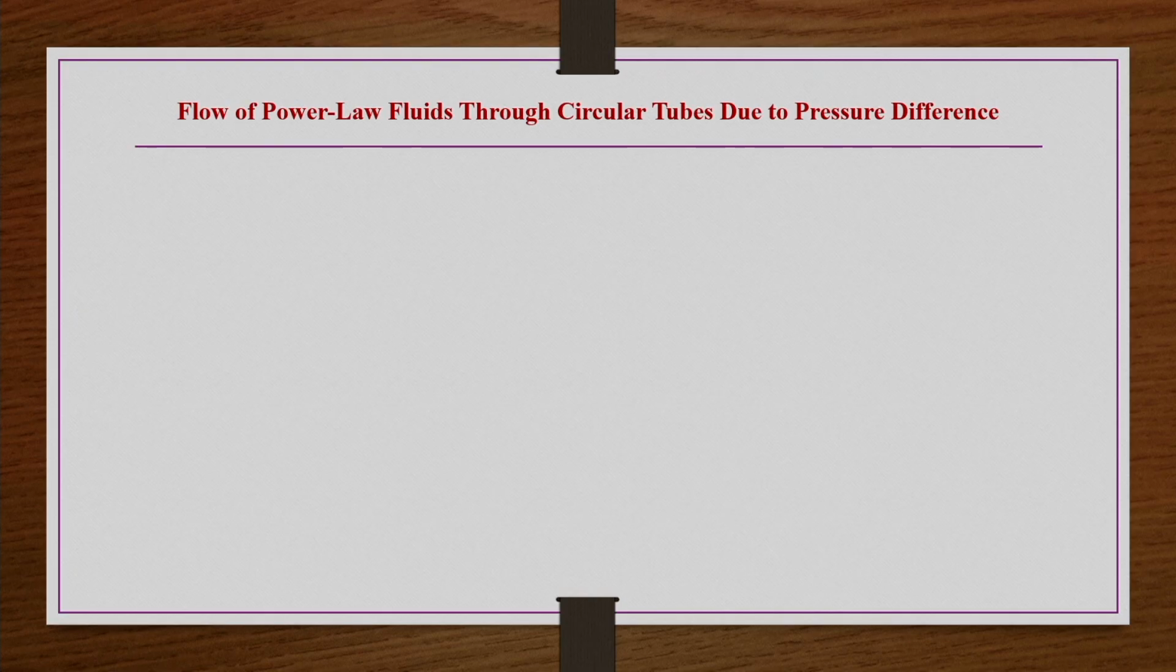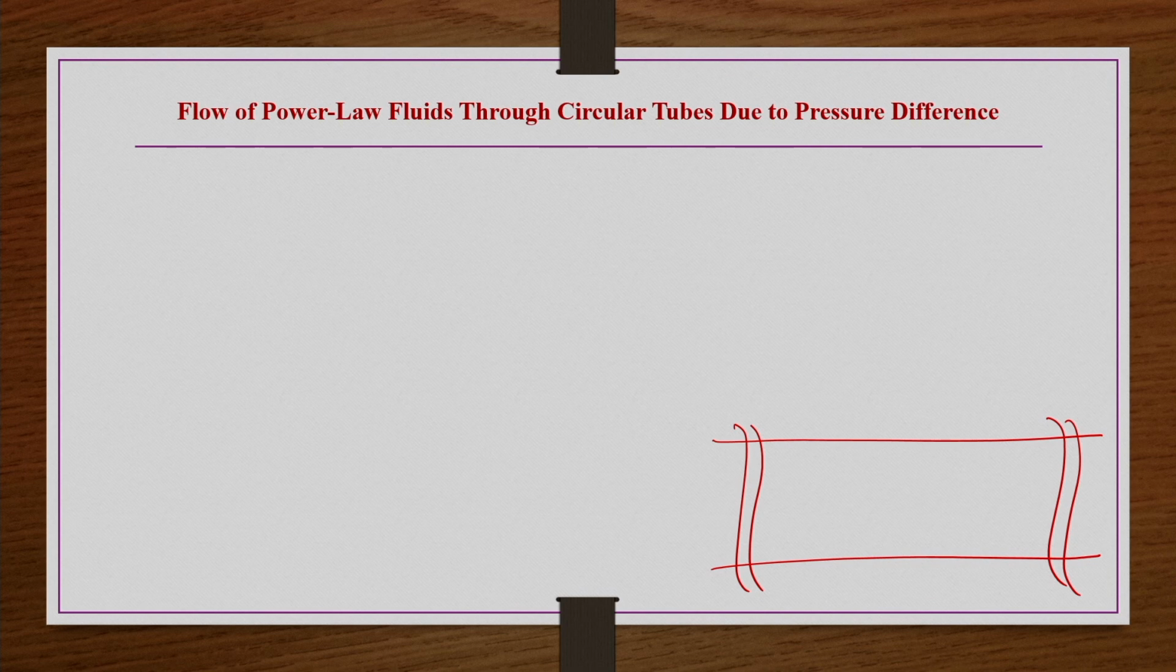So, we start with the case of flow of power law fluids through circular tubes due to a pressure difference. We have a circular tube with a very large L by D ratio, that is, the length is very large compared to the diameter, so that we can have fully developed flow. At one end fluid comes in, and at the other end fluid goes out.